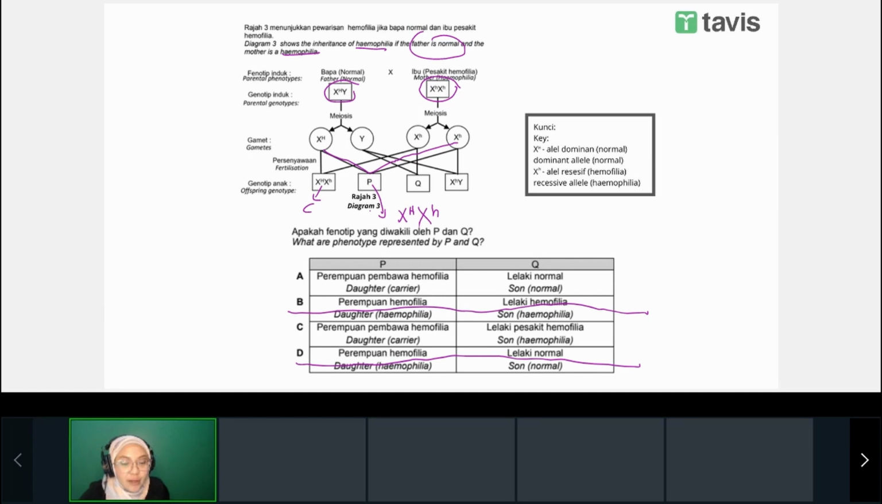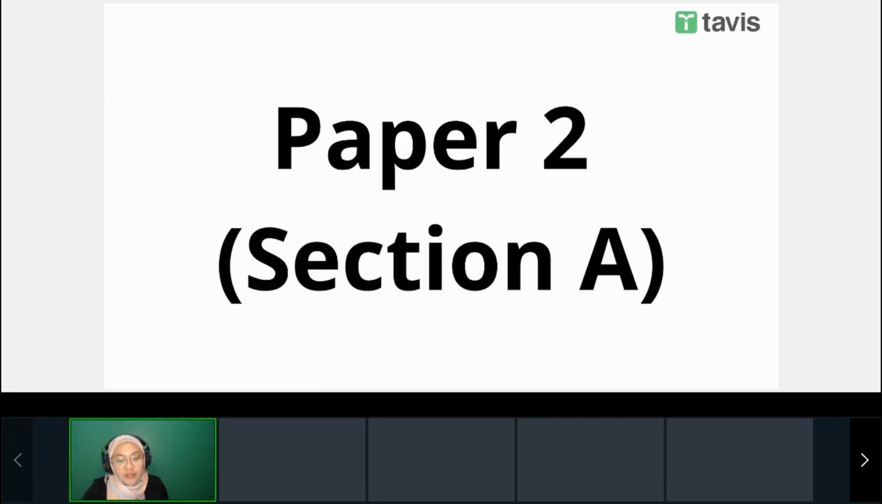Let's see at the Q. It has male X. Oh no, this X is carrying a recessive allele. So the correct answer A or C? The correct answer will be C. Okay, so you selesai. You transfer your answer in OMR paper. Okay, let's see the next question, section A.